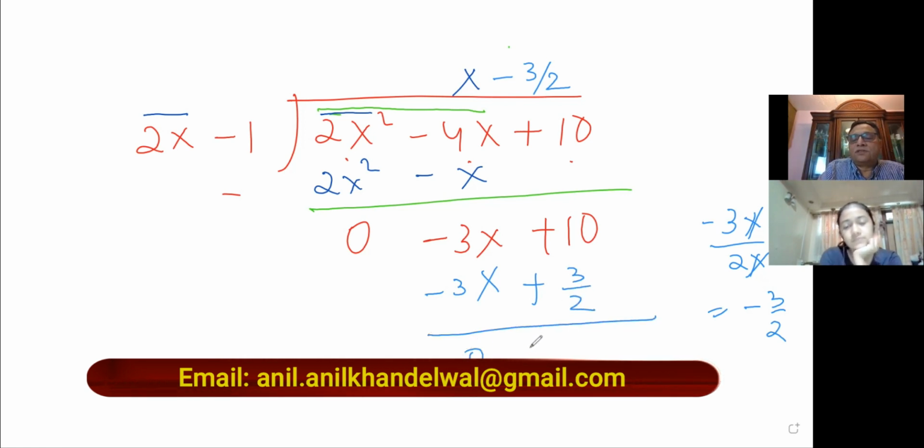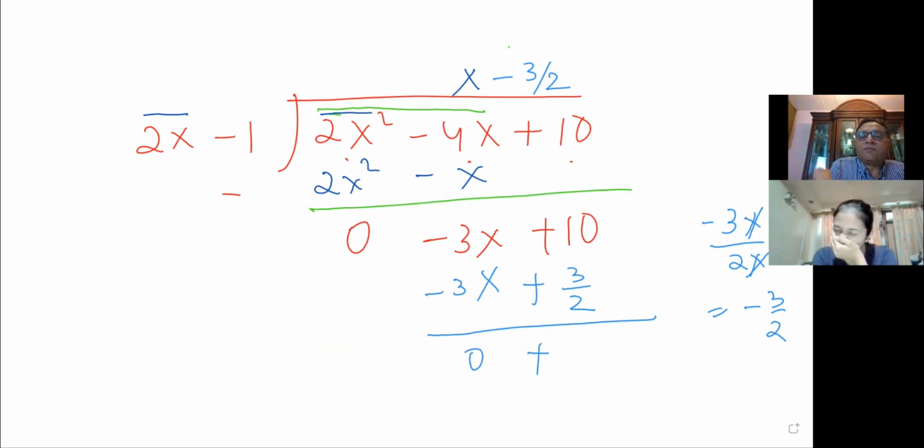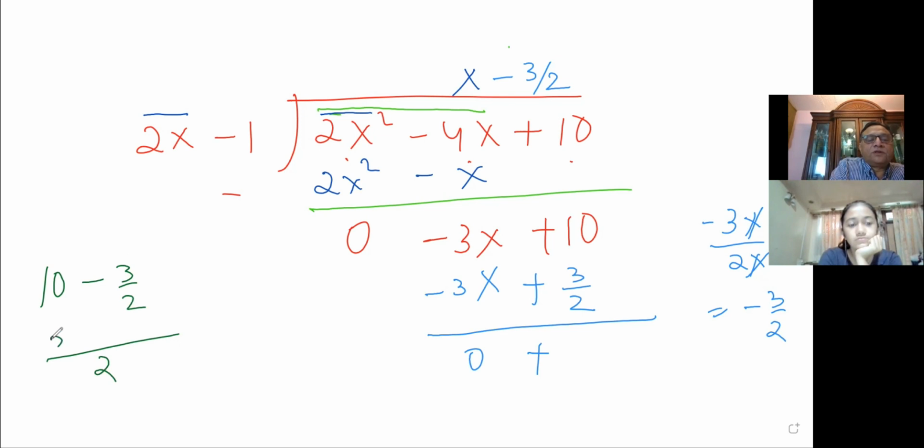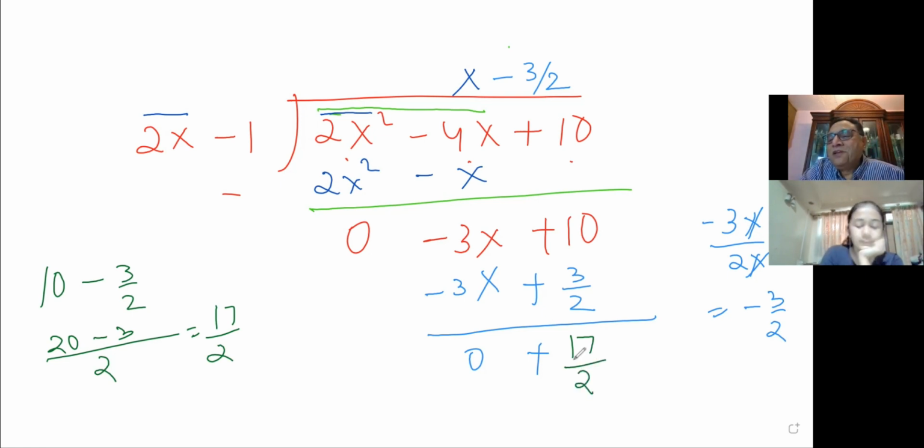Now this, of course, is 0. But how much is this? Let's figure this out on the side. So initially, you might do it on the side. We have 10, and we are subtracting 3 by 2. Of course, the common denominator could be 2. So it is 20 minus 3, and 20 minus 3 is 17, right? Right. Over 2. So this is what you get, 17 over 2. Is that clear to you? Yes. So we have all of a sudden taken fractions in our solution.